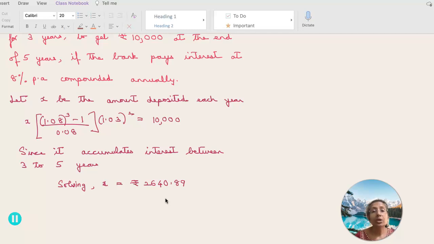So we have learned what are the different types of annuities and certain terms and notations. We have also learned how to solve problems on amount of a regular annuity.